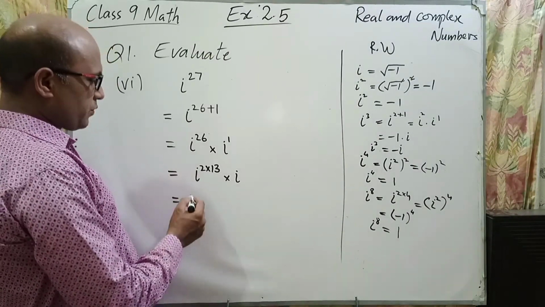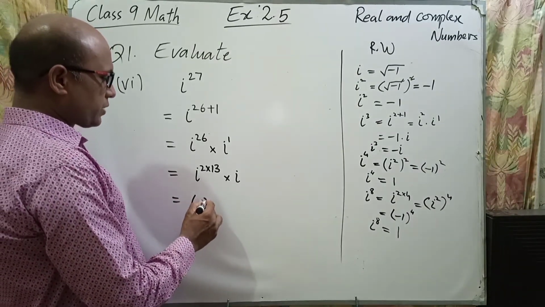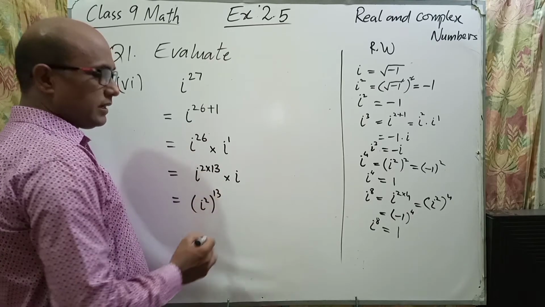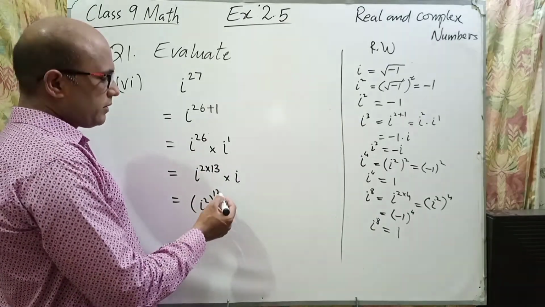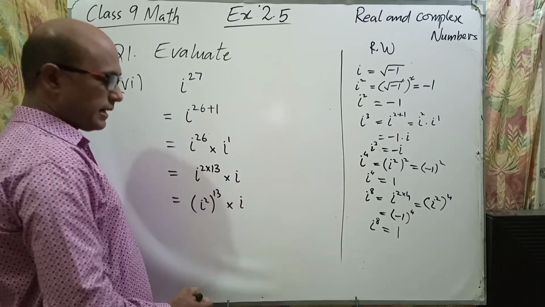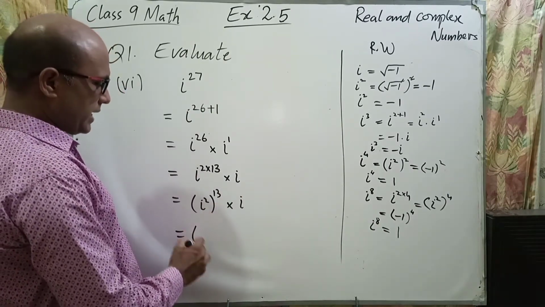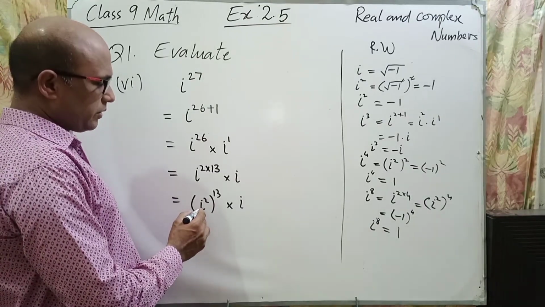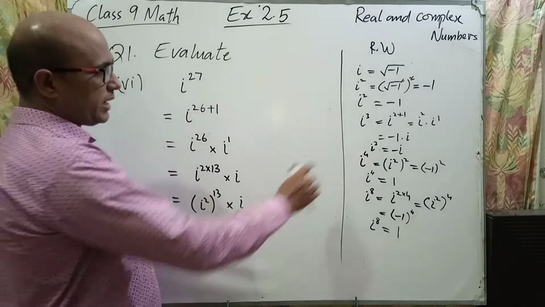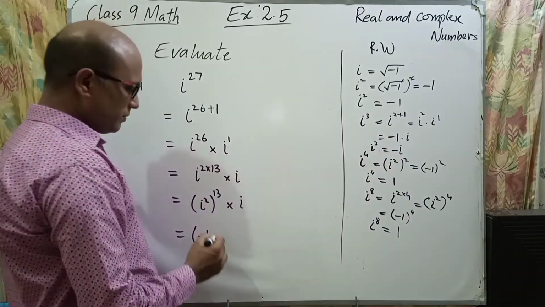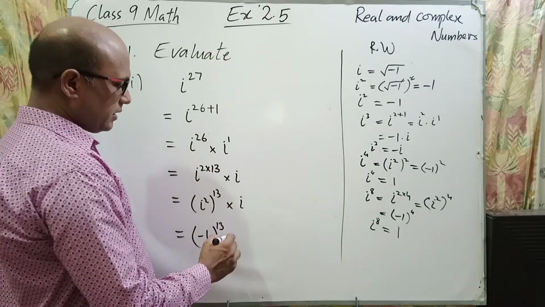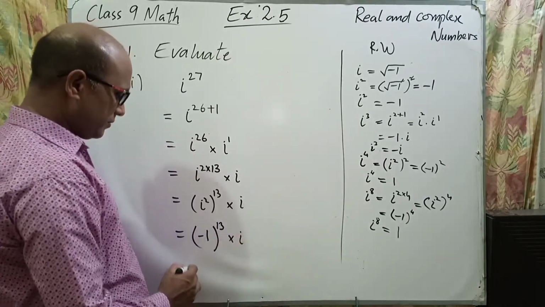So next we can write iota square in the bracket and 13 as a whole exponent. So iota will be written as it is. In place of iota square, which is in the bracket, we can write its value minus 1 and its exponent is 13, multiplied by iota.